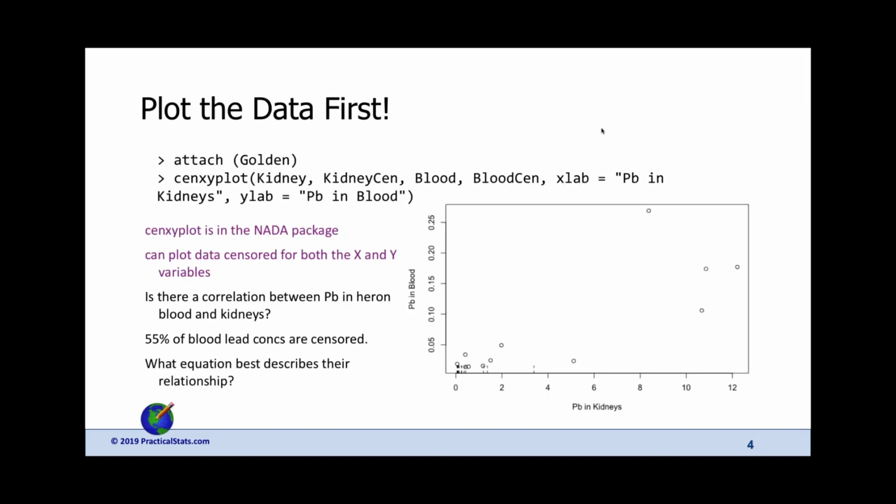So the first thing you want to do with any analysis is to plot the data first. This is a data set that comes with the NADA package in R. It's also used in the textbook that I wrote on this topic in 2012 that you may be familiar with. If not, send me an email and I will certainly tell you the name and all of the information about that book. Anyway, this is the golden data, and it is lead in various parts of herons.